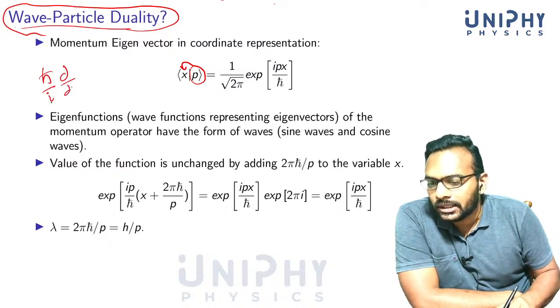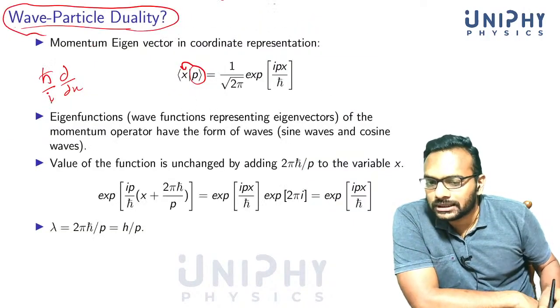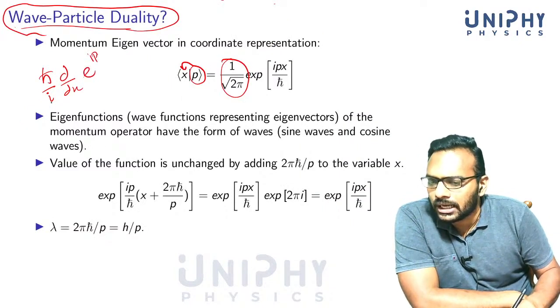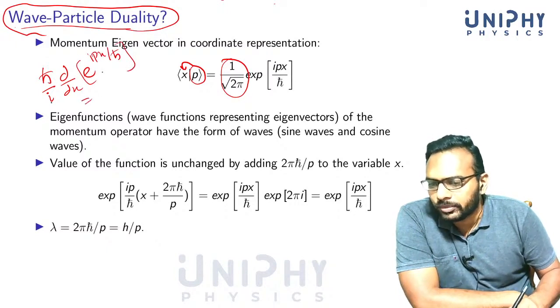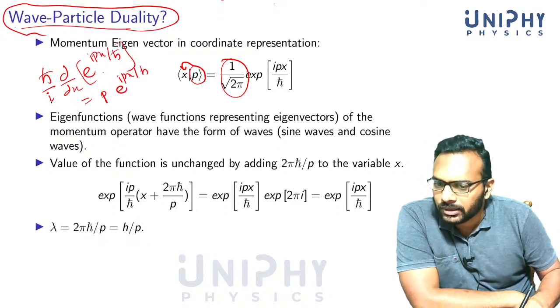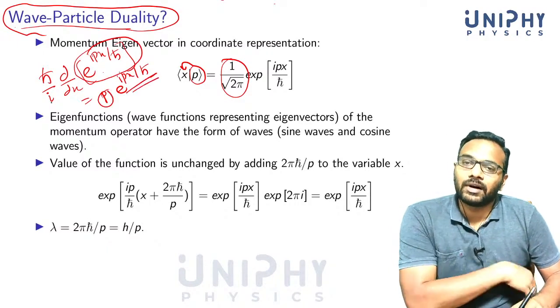ħ by i, ∂ by ∂x acting on the normalization factor, you can leave it, times e raised to i p x by ħ. You see that the momentum operator acting on this state gives, since it's d by dx, this p will come out. ħ and ħ, i and i will cancel. This is equal to p multiplied by e raised to i p x by ħ. You see that the momentum operator acting on this function gives you momentum multiplied by the same function. So this is an eigenfunction of the momentum.